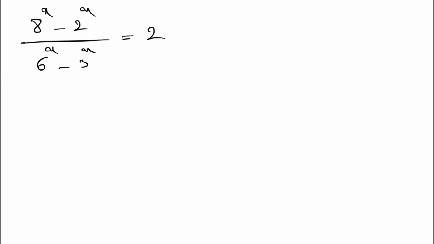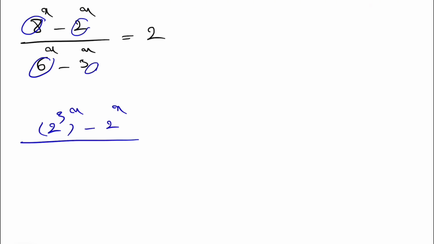We have this equation: (8^x − 2^x) / (6^x − 3^x) = 2, and we need to find the value of x. So let's start by breaking down 8 and 6, since we have 2 and 3 on the other side. We have (2^3)^x − 2^x, and in the denominator we have 6, which is 2 times 3, to the x, minus 3^x, equals 2.